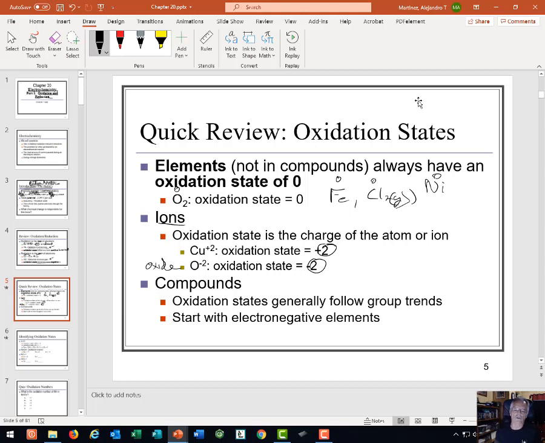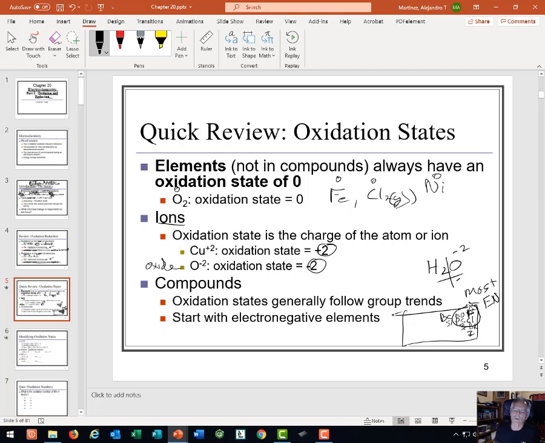Compounds, the oxidation states generally follow group trends. Start with the most electronegative atom. If I'm looking at a periodic table, the most electronegative atom on the periodic table is fluorine, and then you've got oxygen, nitrogen over here. So in general, elements in this part of the periodic table will be the most electronegative, and when I'm trying to figure out in a compound which atom is the most electronegative, for instance we'll just use water. Oxygen is more electronegative than hydrogen.